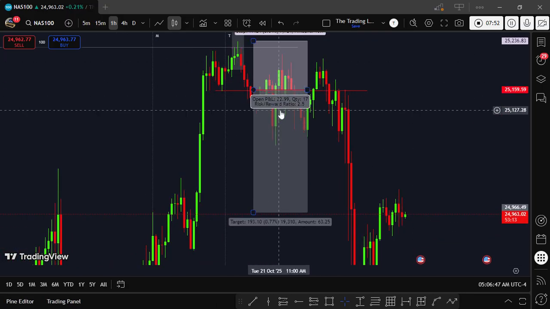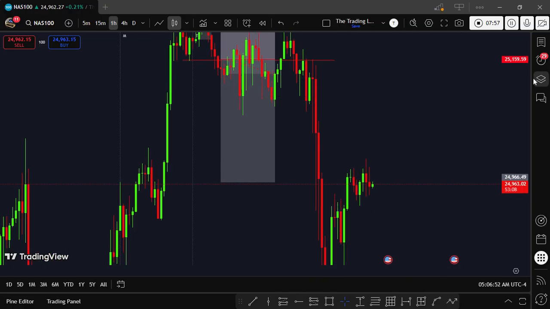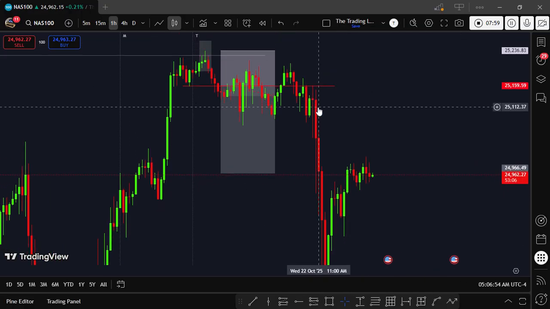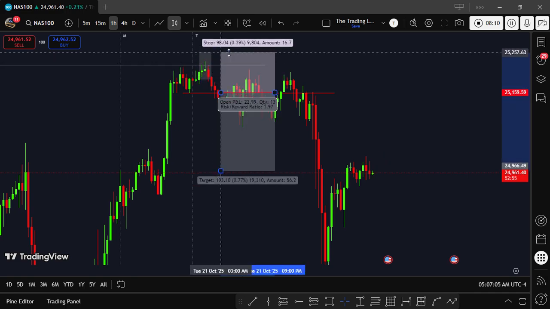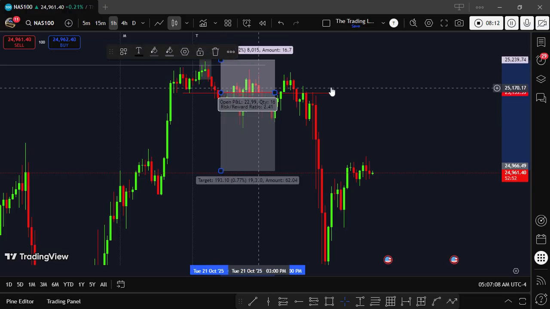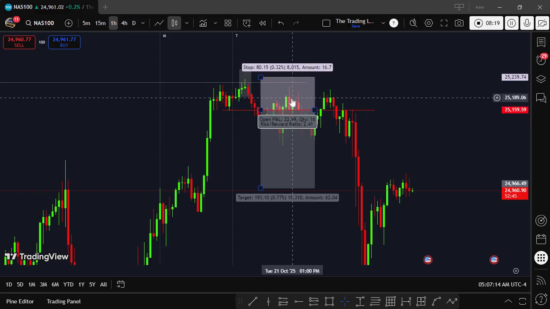And what did market do? Market kept consolidating, consolidating. Then on Wednesday 9:30, this is 10 a.m., on Wednesday 10 a.m., markets expanded. And remember, all I always risk is just 2%. I risk 1 in order to get 2. It means that if I risk $10, I am expecting to get $20.